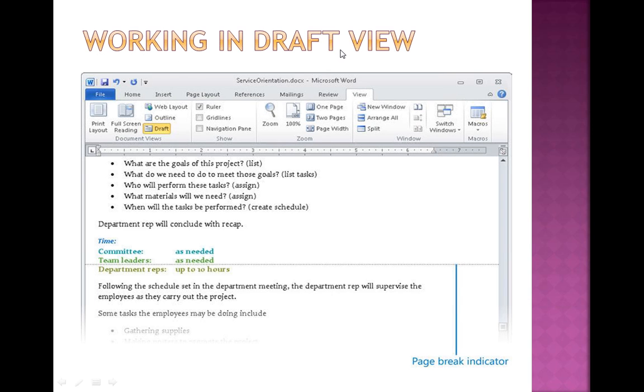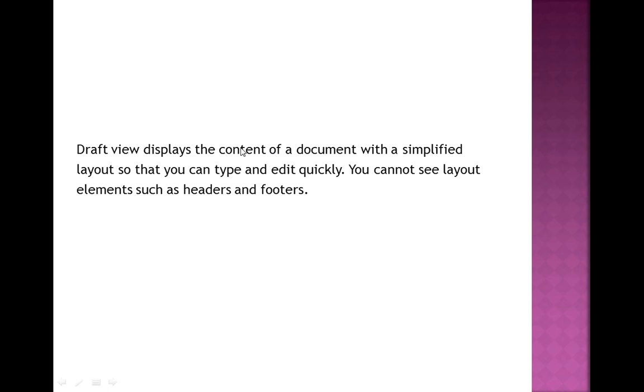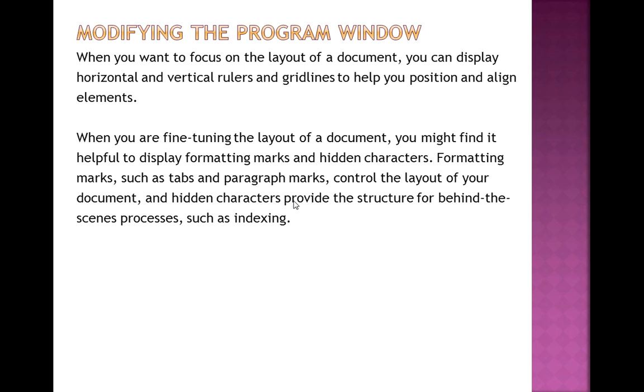Next is working in the draft view. The last view is draft view. It simply creates a draft like this one. Draft view displays the content of the document with a simplified layout so that you can type and edit quickly. Means you can type at a very fast speed, or you can also edit the content very quickly. You cannot see layout elements such as header and footer. The main limitation of draft view is that we cannot show the header and footer in the draft view.